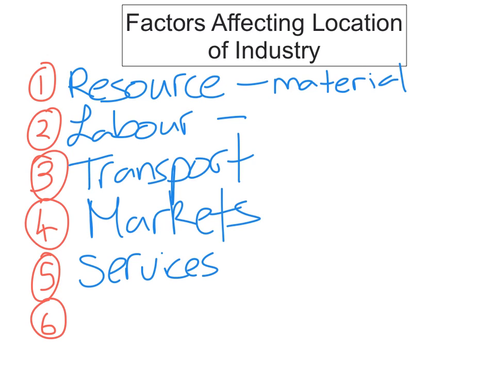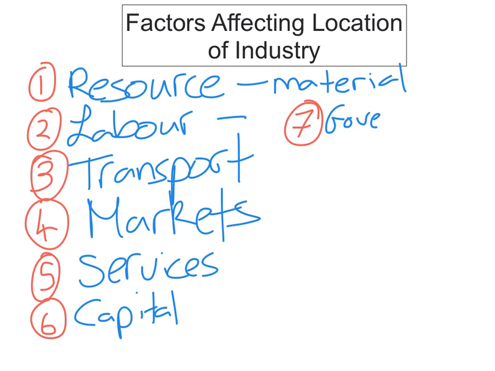Sixth point is capital. Companies need money to invest in building factories and setting up businesses to be able to develop and expand their industry. The seventh factor that influences location of industry is government and, in Ireland's case, the EU policies.